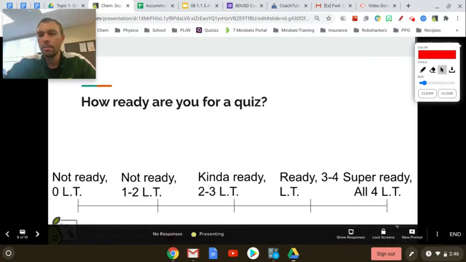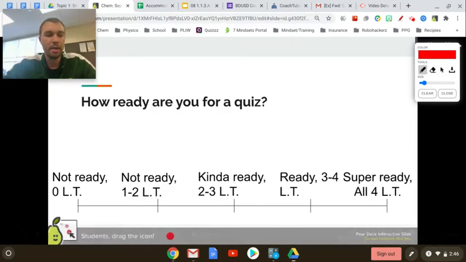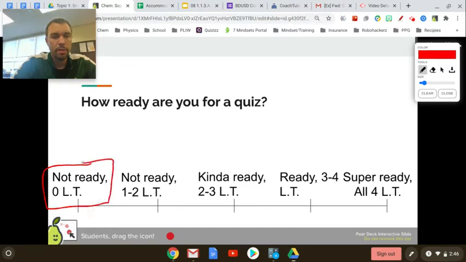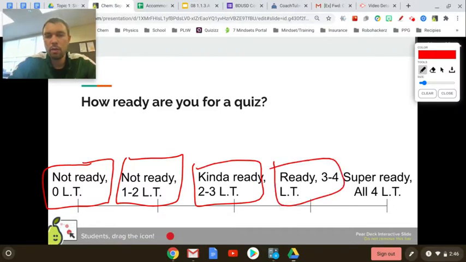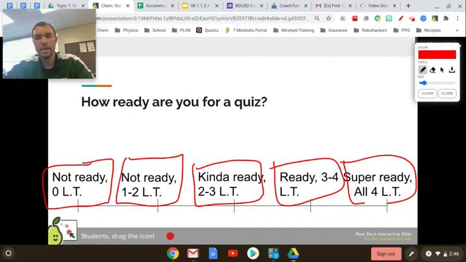All right, so that's all the information that we need to know for the test. So I want you to rank yourself here. How ready do you feel? Do you think you're a 0, a 1 to 2, a 2 to 3, 3 to 4, or do you think you're super ready? You're a 4 right now. So we'll have a little bit of practice. We'll have a review, but be ready for a quiz coming up soon.